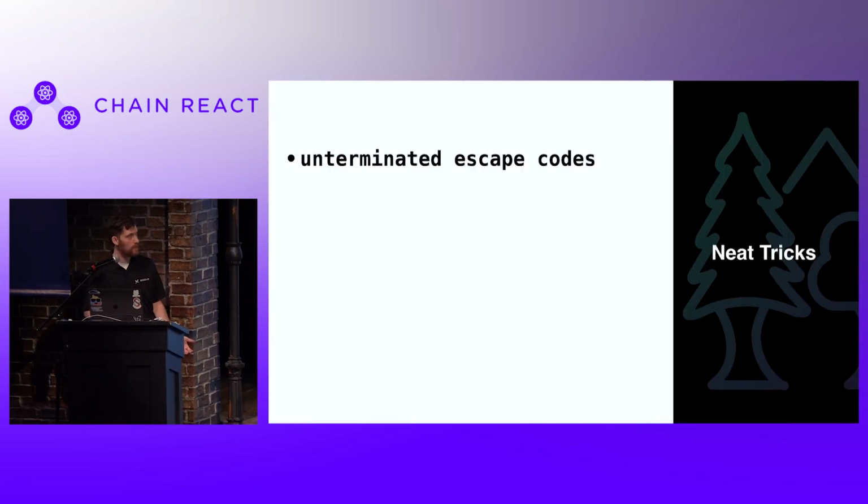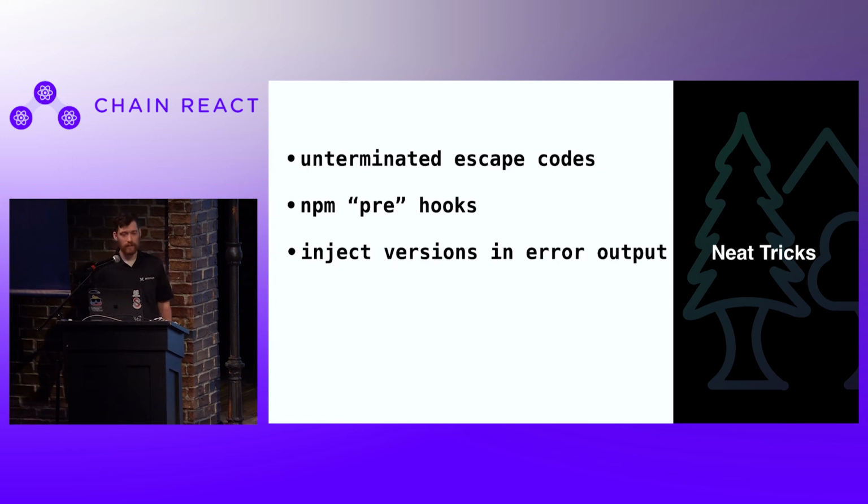So some neat tricks you can do with Solidarity. You can use unterminated escape codes, which if you're not a total dork like me, you may not know that you can actually color and create backgrounds on your terminal output. So if you don't terminate those, it'll just leave your background color bright red, which developers will notice. You can use it in npm prehooks. So if you want to check your environment before you actually build, it'll automatically run it for them whether they know it or not. And inevitably, when they have the wrong versions, you can inject the versions into the error output, the wanted version and the actual version.